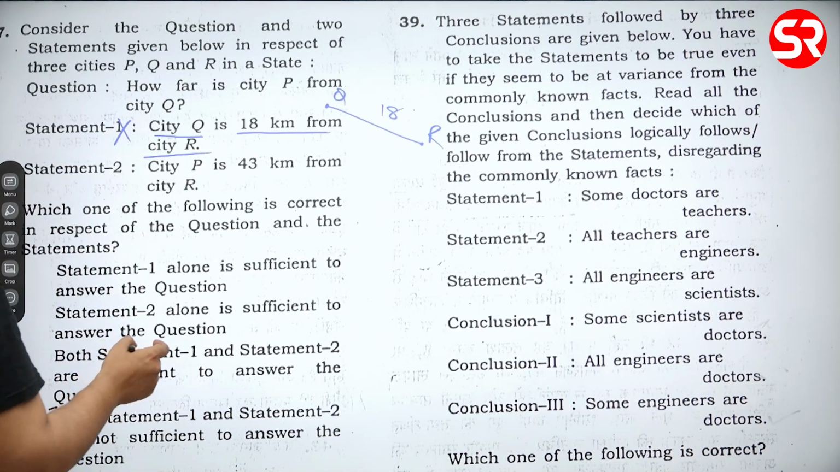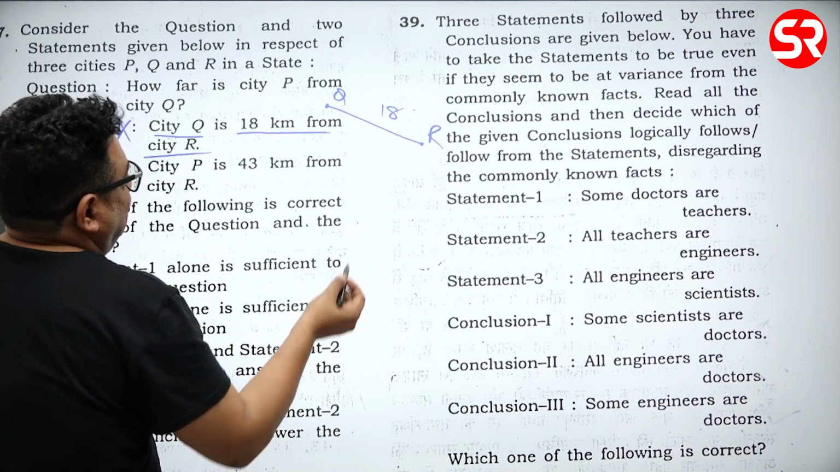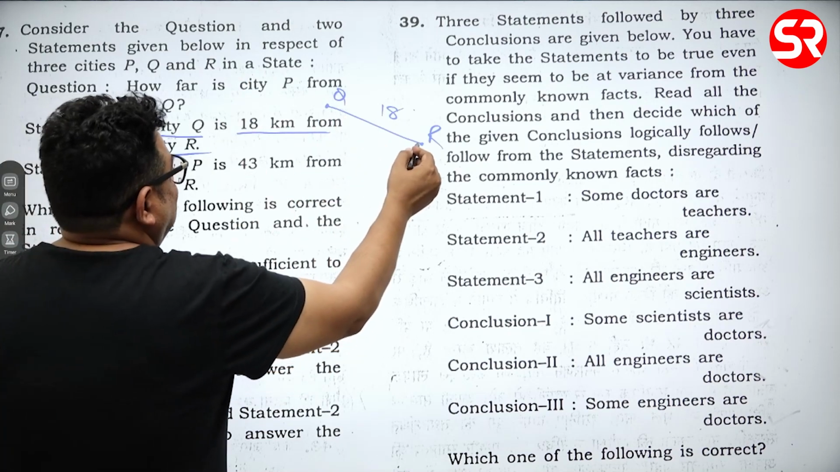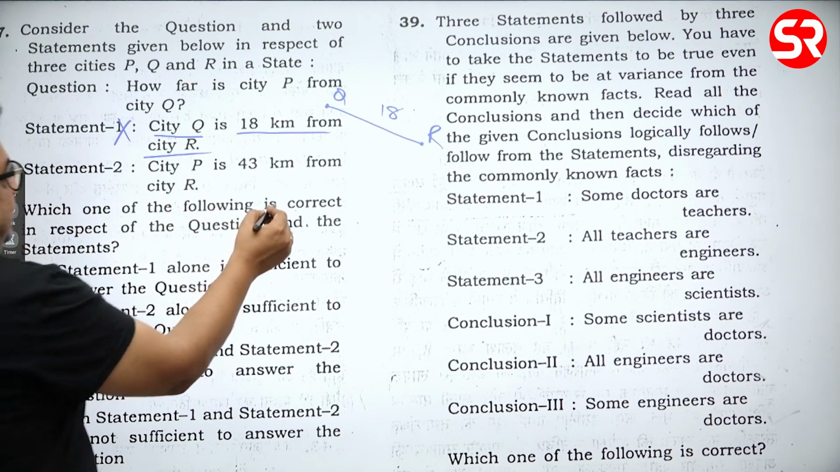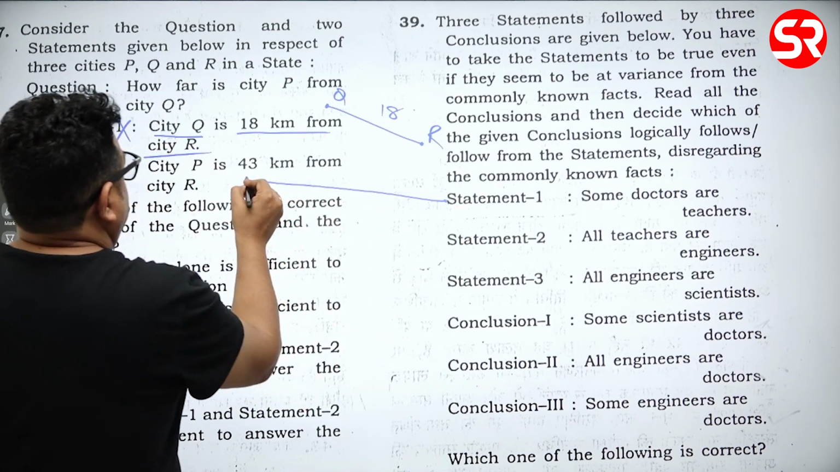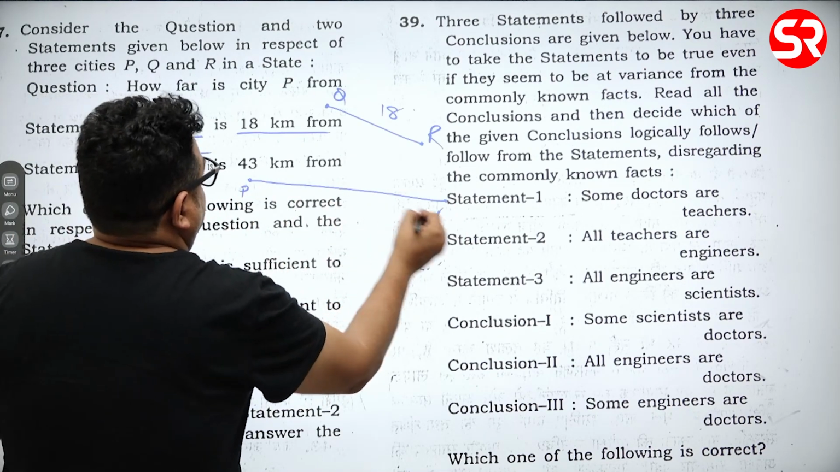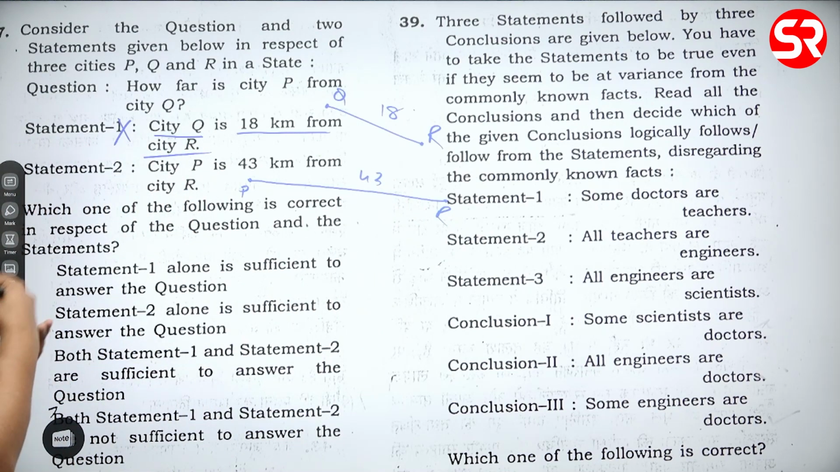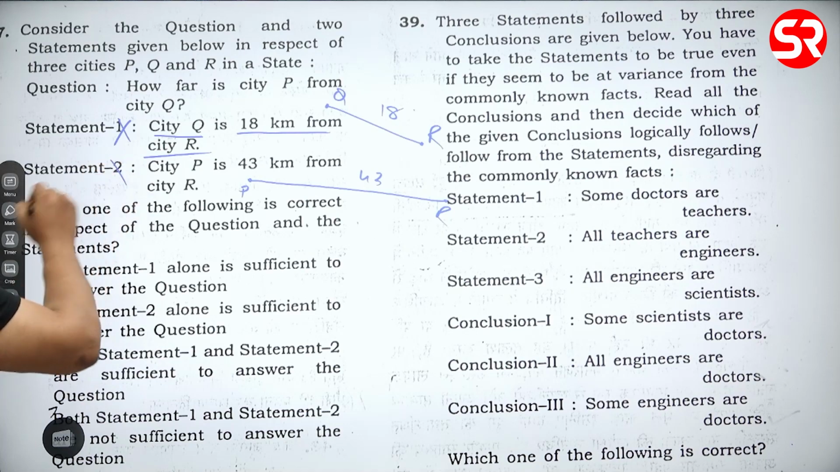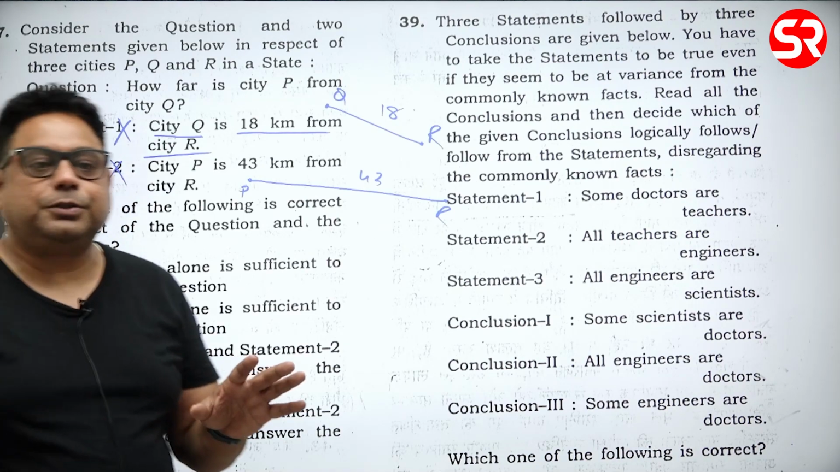Statement 2: city P is 43 from R. So if you take it in a straight line, that is something different. Now I'm taking statement 2, so I am ignoring statement 1. That is important. See, P and R are 43 kilometers apart. Again, I don't know the distance between P and Q here also. So 1 and 2 separately cannot solve this question.